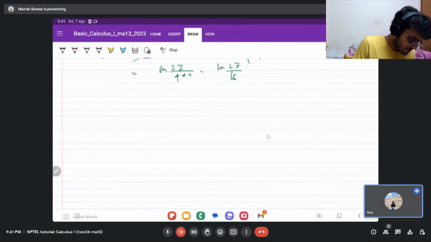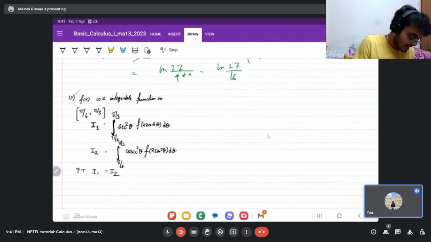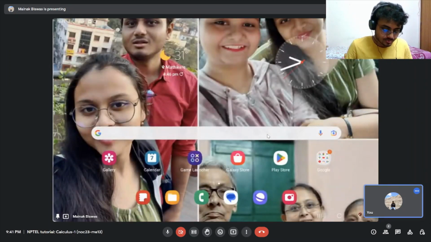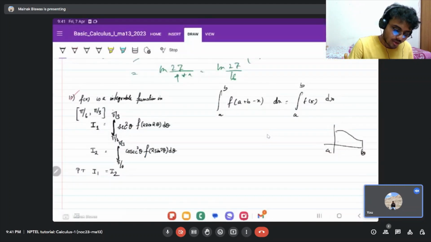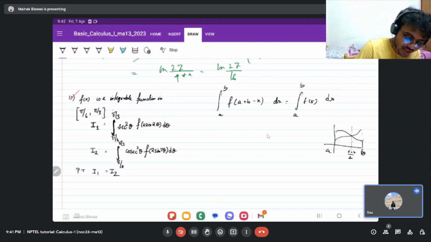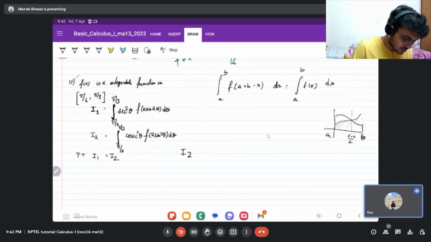So remember in the last class we had done something like this. We had shown that the integral from a to b of f(a + b - x) dx is the integral of f(x) dx. So we had shown geometrically that if one function is like this from a to b, the other function is exactly its mirror image about (a + b)/2 between the two functions. So the area remained the same irrespective of which function you integrated. This is a simple trick that you will be using here.